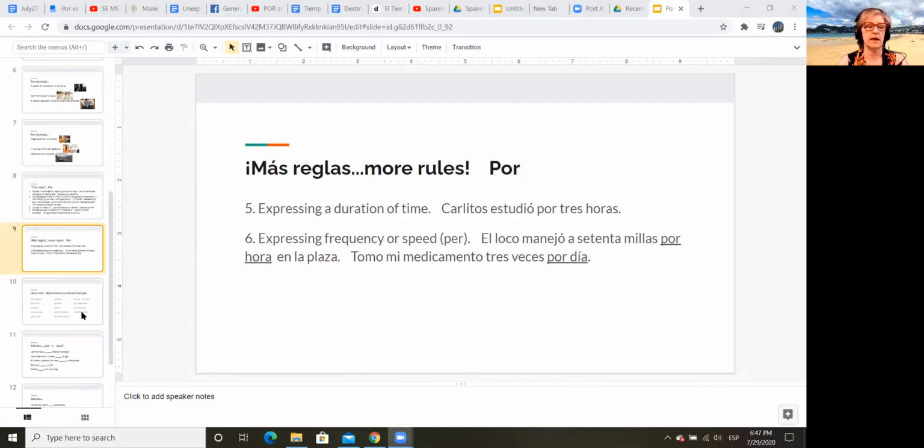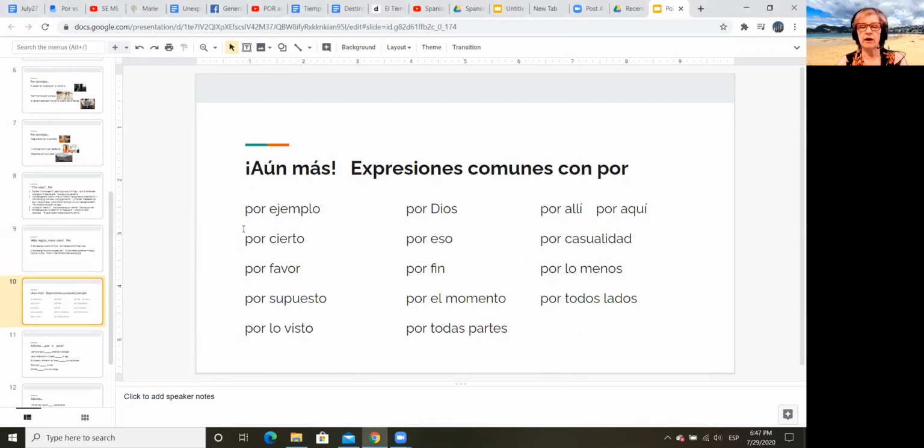Por hora. Bien. Okay. And here are some of our little ideas that you should just get to know. These use por, right? Por ejemplo, por cierto, por favor, por supuesto, of course, por lo visto, apparently, por Dios, oh my God. Por eso. Por eso is like therefore. It literally means for that reason, but we would say therefore, right? Por fin. Fin, you know, is the end. So por fin is like finalmente, finally. Por el momento, for now, for the moment, right?